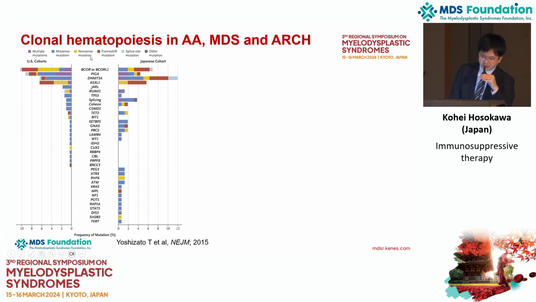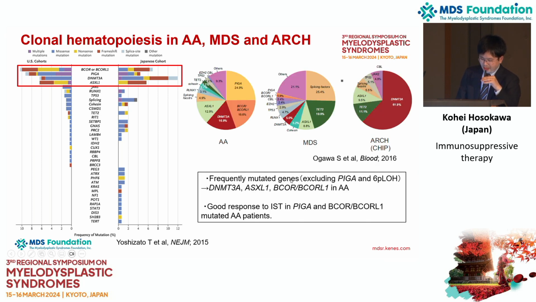And also clonal hematopoiesis is important. We recently performed genetic analysis, and BCOR, PIGA, DNMT3A and ASXL1 are the most frequently mutated genes. A good response to IST was observed with the PIGA mutation and the BCOR/BCORL1 mutation in AA patients.